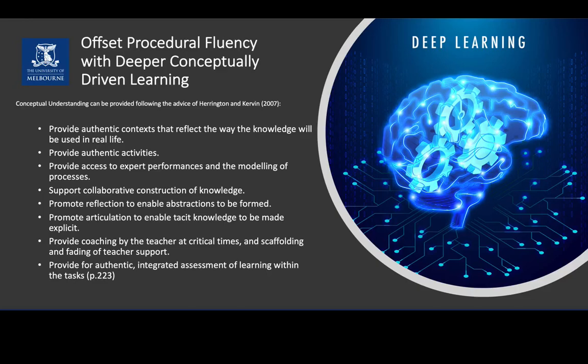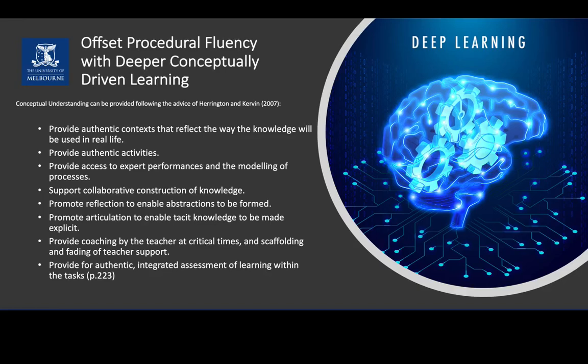We need to promote reflection to enable abstractions to be formed. So how are you having students reflect and be metacognitive of their learning in mathematics through utilizing technology? Promote articulation to enable tacit knowledge to be made explicit. So really do have your students communicate their newfound understanding, whether that be synchronously or asynchronously. Provide coaching by the teacher at critical times, and scaffolding and fading of teacher support. Just like with in-class teaching, it is super important for the teacher to make themselves available to scaffold the students in the online environment.